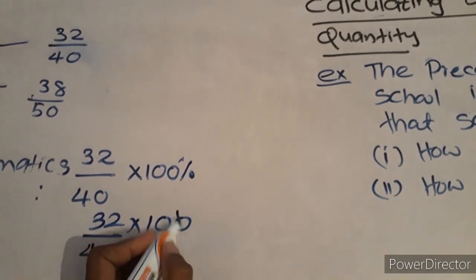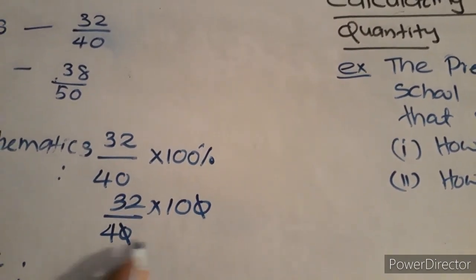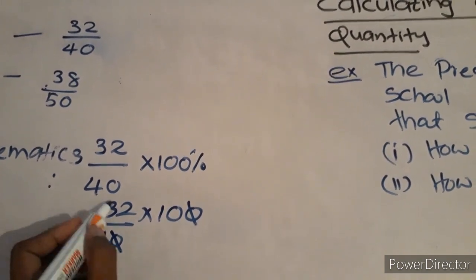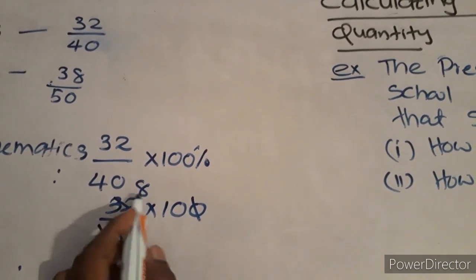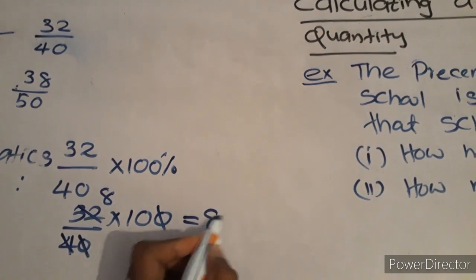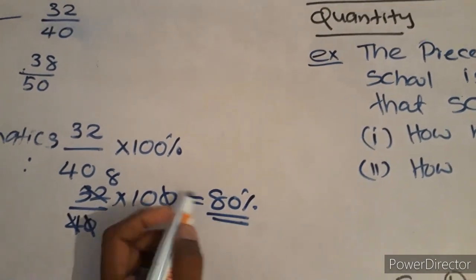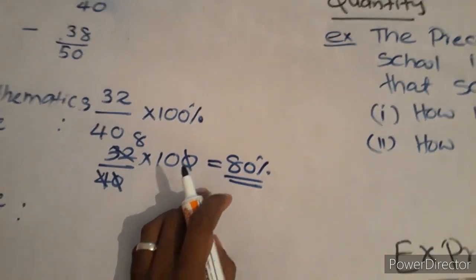100. So we can cut down the zeros, and by 4 it's 8. Then the percentage becomes 800.